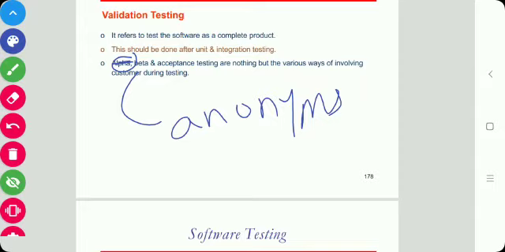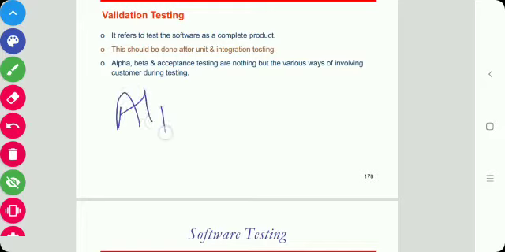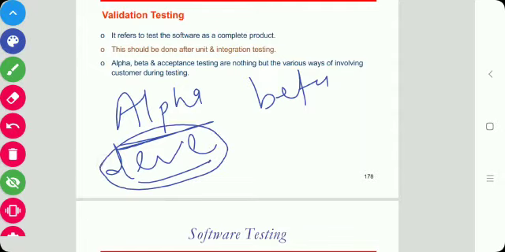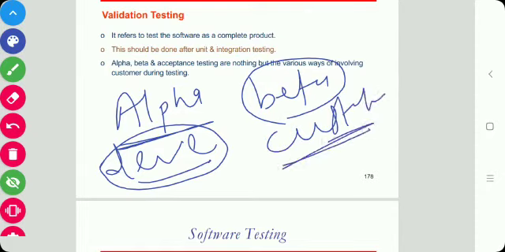Alpha testing is done at the developer's side. Here the developer is present, and in front of the developer the software is tested by the customer. In beta testing, the test is performed at the customer's side. Here the developer is not present. Alpha testing is done in a controlled environment. In beta testing there is no controlled environment, because the developer is not present, so beta testing is done at the customer's side.